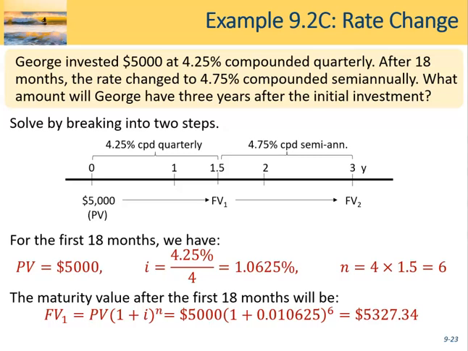So after the first 18 months, we've gone from 5,000 to the future value of 5,327.34. Now for the next part, to figure out when it goes to 4.75% compounded semi-annually, we're going to use this 5,327.34 right here under your future value 1, but for the next calculation, that's going to turn into your present value. So the future value becomes that equation's present value, to be able to figure out the future value.